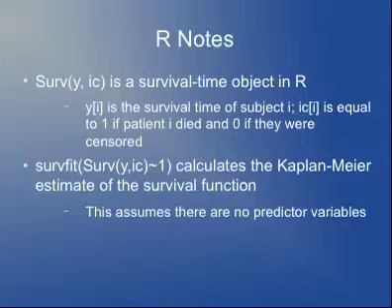In general, if you say surv of y and IC, that will create a survival time object in R. Recall, survival times consist of the time that they were followed and then an event indicator, which is 1 if there was an event or a death, or 0 if they were censored. You give it two vectors, y and IC, and say surv of y and IC. Then if you say survfit of a survival object twiddle 1, that'll calculate a Kaplan-Meier estimate of the survival function. Like I said, this assumes there are no predictors. If there are predictors, then we have to use slightly different notation that I'll describe shortly.